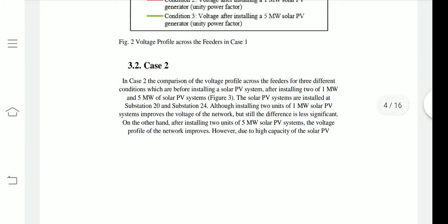Case 2. In case 2, the comparison of the voltage profile across the feeder is shown for 3 different conditions, which are before installing a solar photovoltaic system, and after installing 2 of the 1 megawatt and 5 megawatt solar photovoltaic systems.